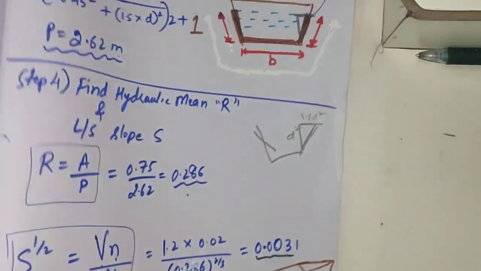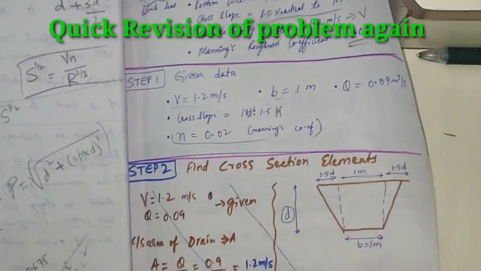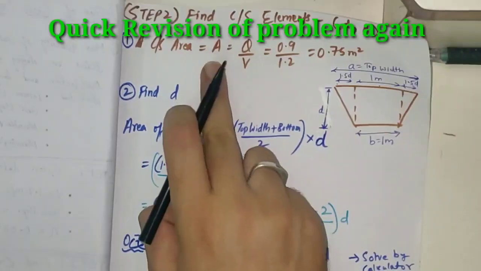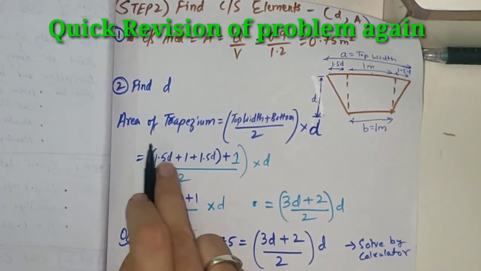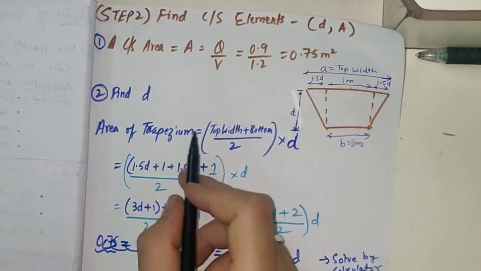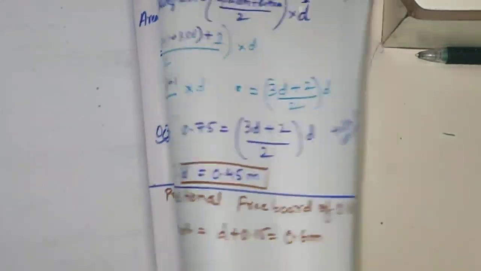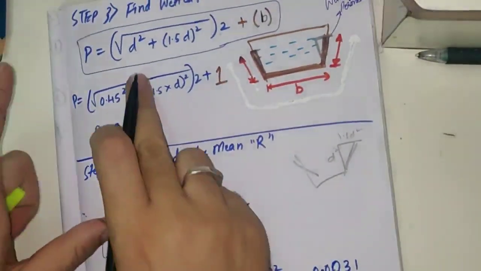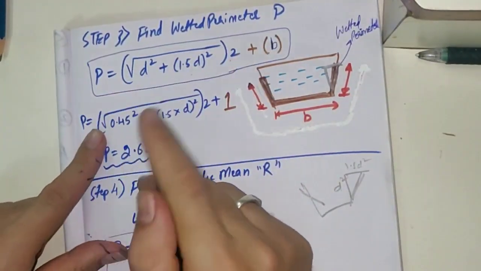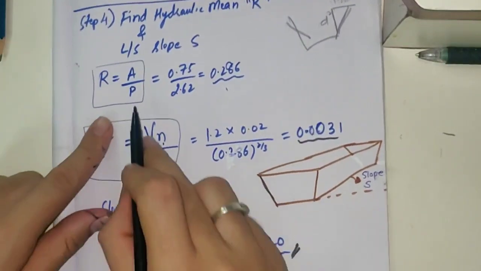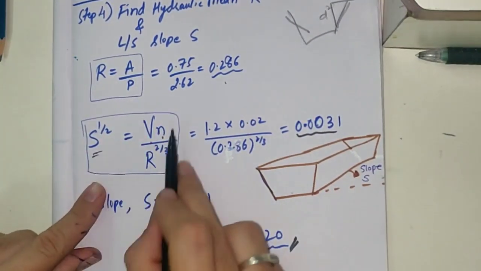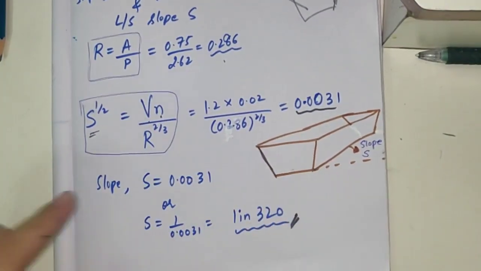You just have to remember some formulas, which are the important formulas. Number 1, area is equal to Q by V. Number 2, area of trapezoid. Your trapezium area is top width plus bottom width divided by 2 into D. Then you have to remember the formula of wetted perimeter. All simple formulas. Then R is equal to again A by P. S is for finding the longitudinal slope.